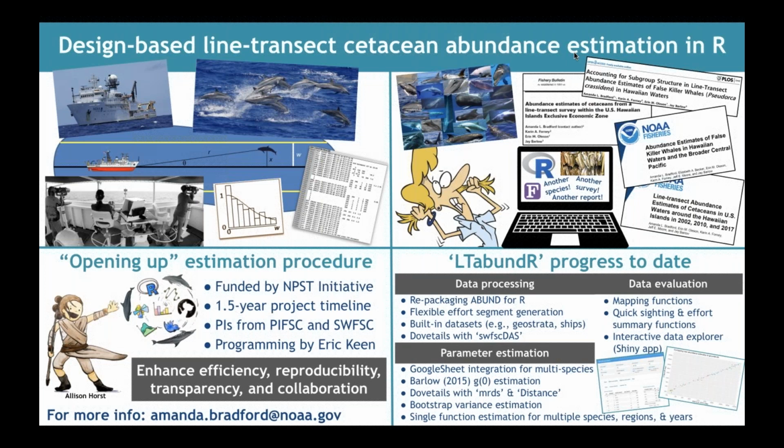And our ultimate goal with this project is to enhance the efficiency, reproducibility, transparency, and collaboration of design-based cetacean line-transect abundance estimation in the Pacific and elsewhere. Our work is being manifested into an R package that we are tentatively calling LTAbundR, although it's possible the name may change, and we are also open to suggestions, so feel free to email me if you have one.